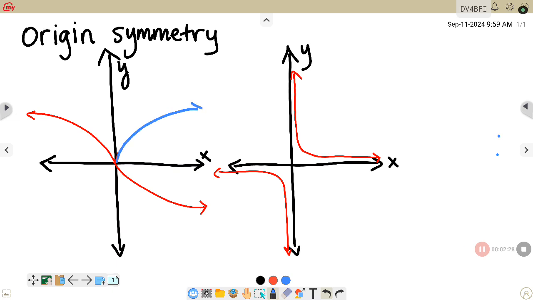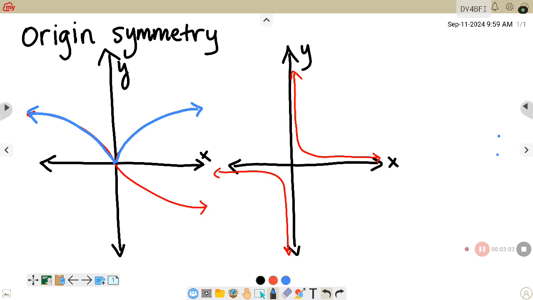Now think about folding this blue part across the y-axis. What's going to happen is it's actually going to land on top of the other part of the graph. So when you're talking about origin symmetry, think about folding one half of the graph across the x-axis and then the y-axis, and that will show you if it lies on the other part of the graph. That will tell you that it is origin symmetry.